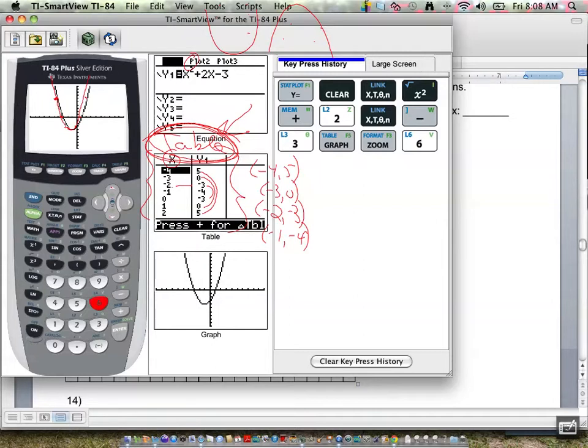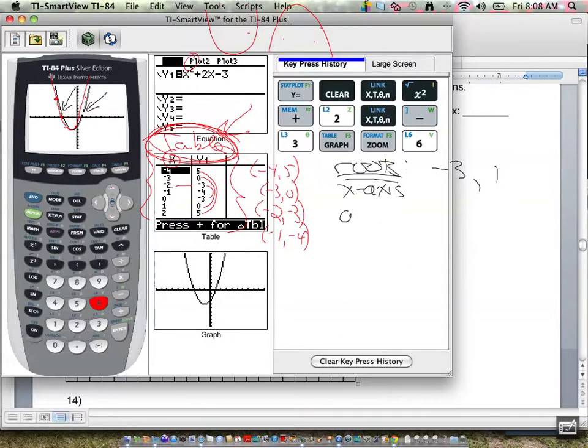Now, the next thing it talked about was the roots. Roots are wherever it crosses the x-axis. And it's not the coordinates, it's just the value of x. Here, the roots are negative 3 and 1. Don't put them in coordinate form, just write negative 3 and 1.